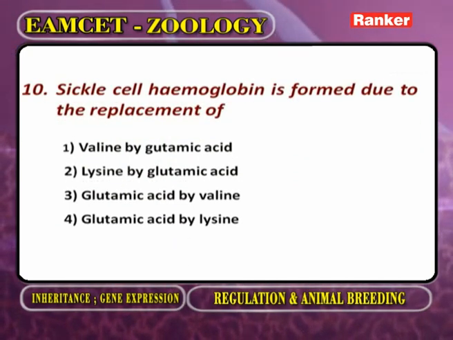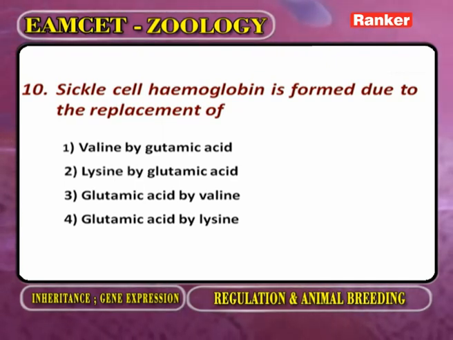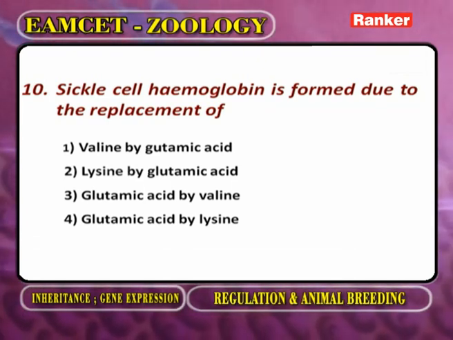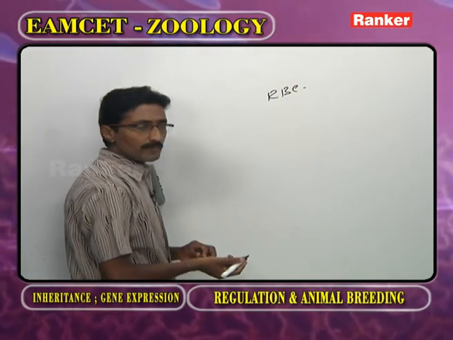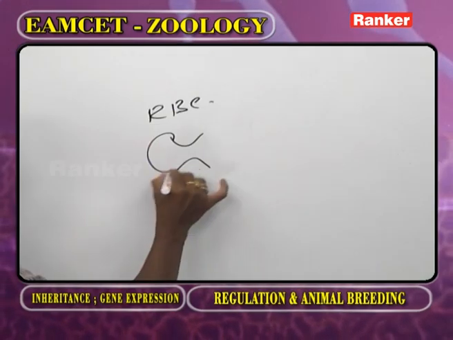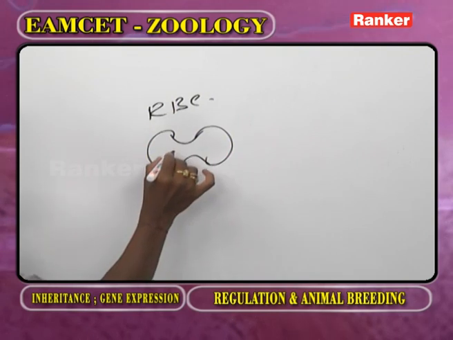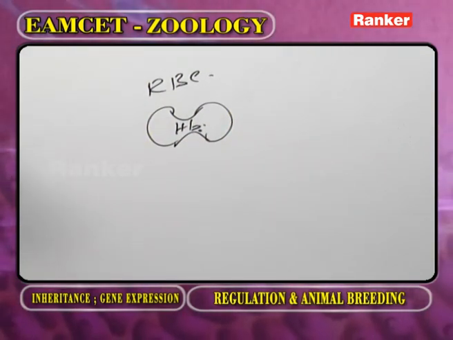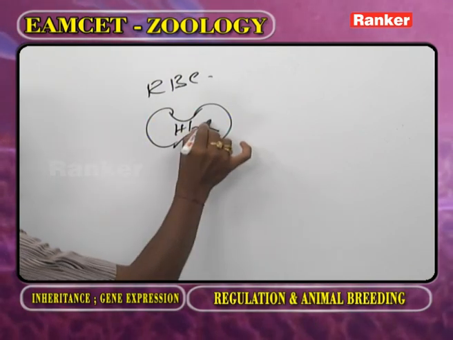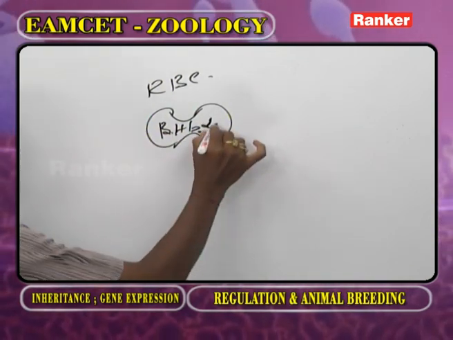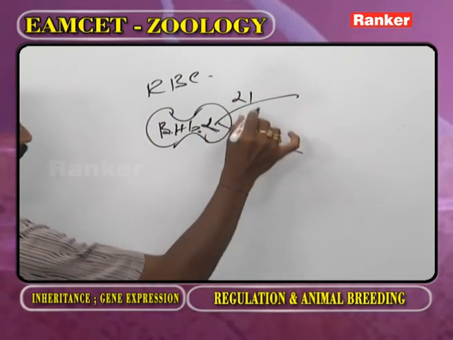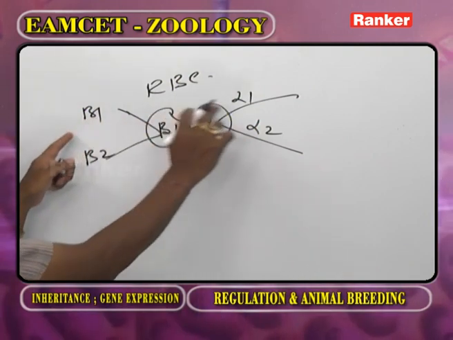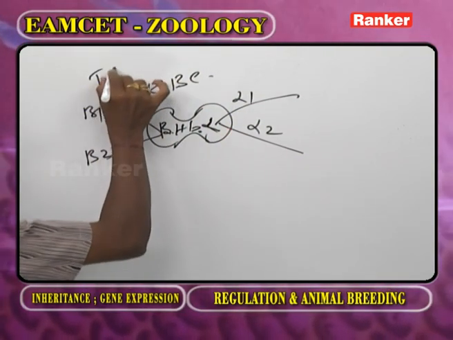Sickle cell hemoglobin is formed due to the replacement of. Now the sickle cell anemia. Now as we observe the human beings, in the body of human beings, what is the shape of RBC? Biconcave and circular. That is RBC. In the RBC, what is present? Hemoglobin. Now this is a protein. Now it has alpha gene and beta gene. Now it has alpha 1, alpha 2, 2 polypeptides, and beta 1 and beta 2. How many polypeptide chains are present? 4. So it is called tetramer.